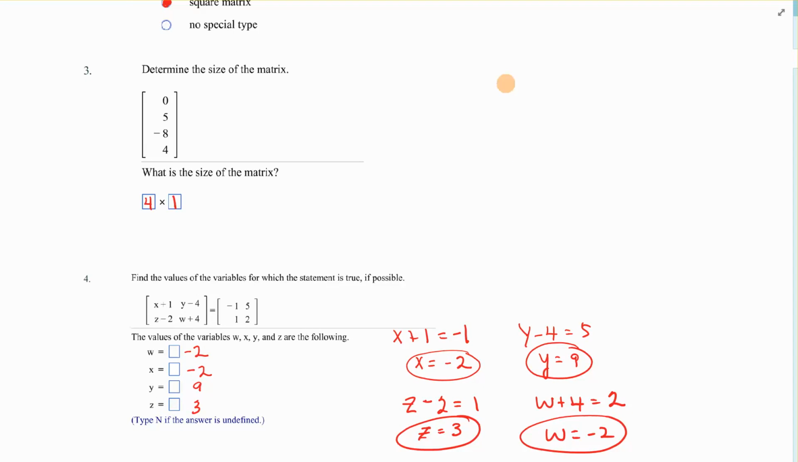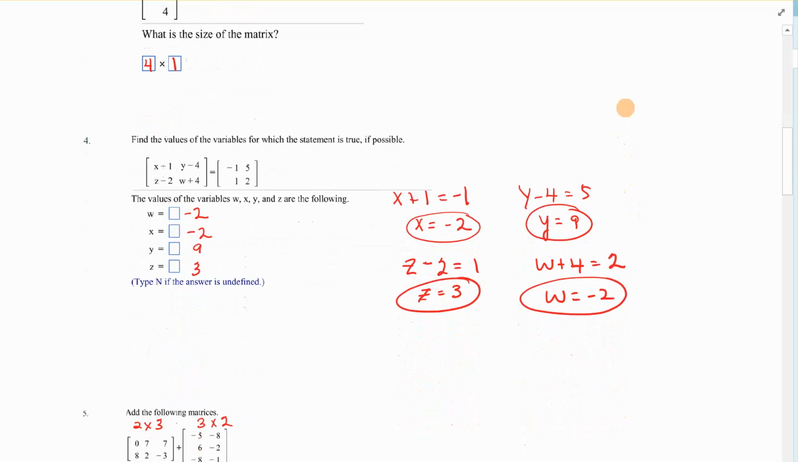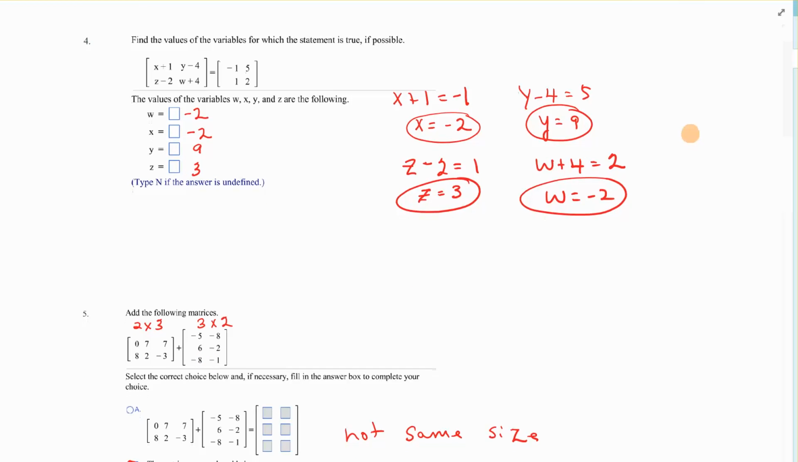Number 3, determine the size of the matrix. Well, how many rows do we have? 4, and 1 column. So we have a 4 by 1. Next, find the values of the variables for which the statement is true. We've got some little tiny equations in here.